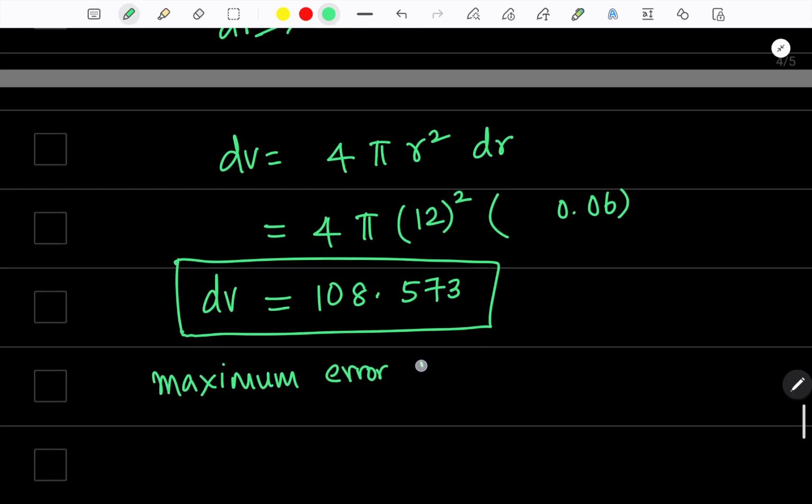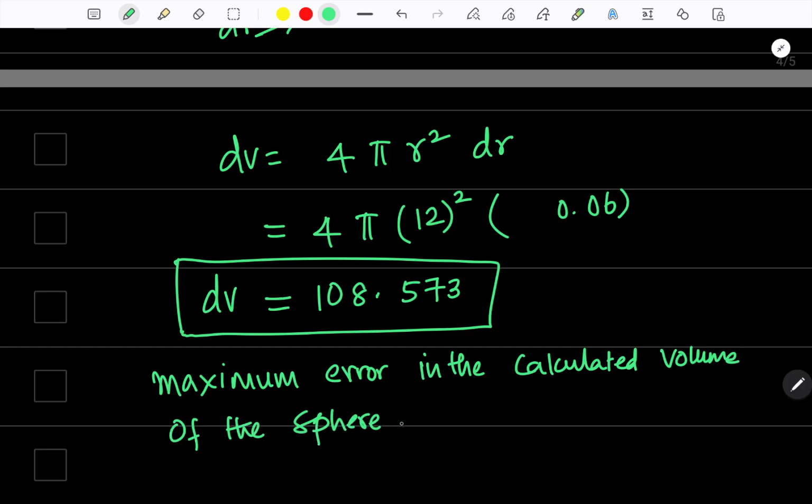This is the maximum error in the calculated volume of the sphere, which is approximately 10.8573. You can say it is cubic inches, because it's volume, so it should be cubic inches.